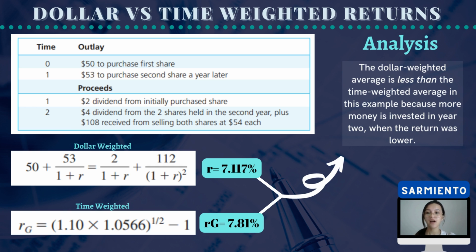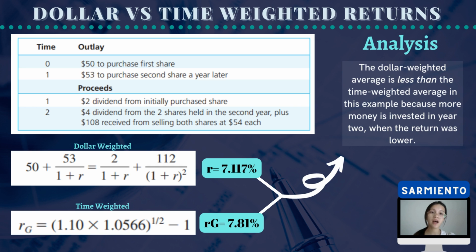So 50 plus 53 divided by 1 plus R equals 2 divided by 1 plus R plus 112 divided by (1 plus R) squared, resulting in R, or the return, equals 7.117%. It is dollar weighted because the stock's performance in the second year, when 2 of the shares are held, has greater influence on the average overall return than the first year return when only 1 share is held.